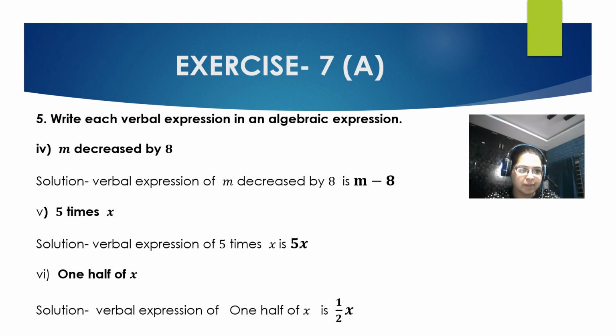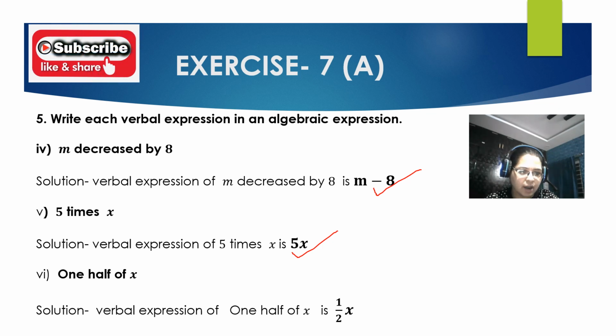Now fourth bit M decreased by 8. Here decreased by will be represented with minus sign. So verbal expression of M decreased by 8 is M minus 8. Fifth bit 5 times X. Times will be represented with multiply symbol, multiplication symbol. So verbal expression of 5 times X is 5X.